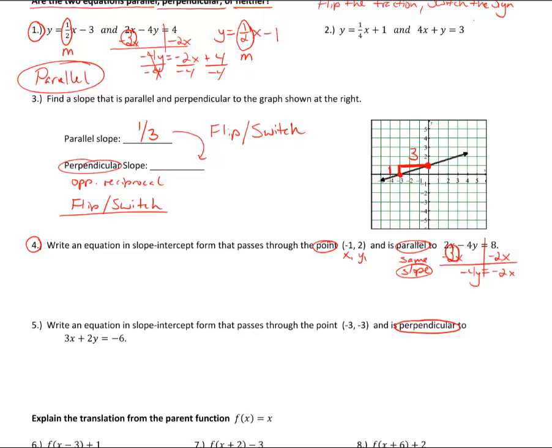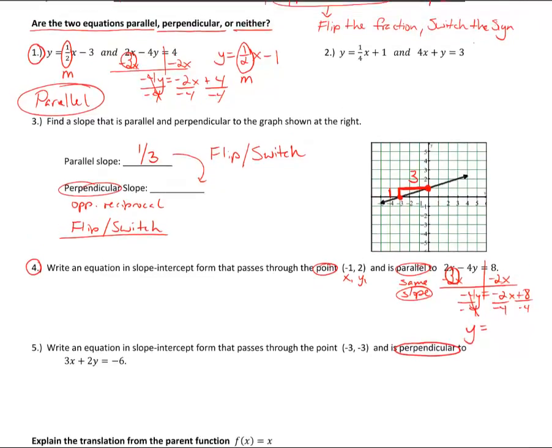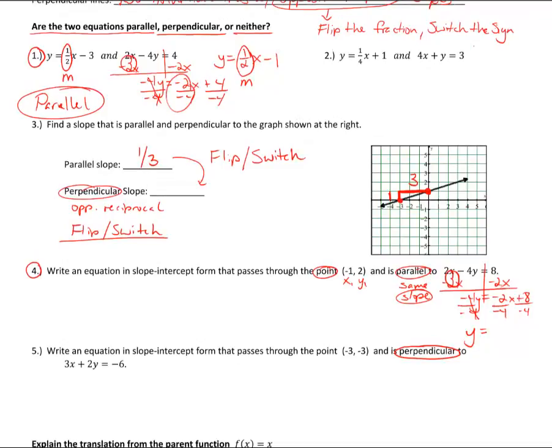Negative 2x plus 8. Last step to get y by itself is divide by the coefficient, which is negative 4. Divide everything by negative 4. So y equals, again, this is just like above. Negative 2 over 4 is the same thing here, negative 2 over 4, which gives us 1/2. So 1/2 x. And then positive 8 divided by negative 4 should be negative 2.